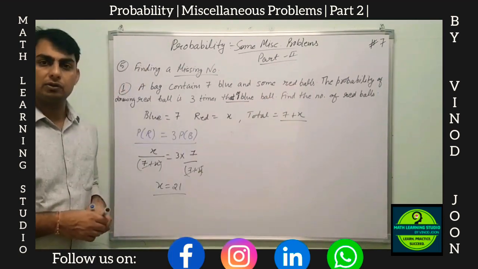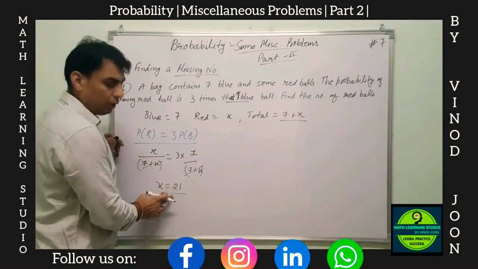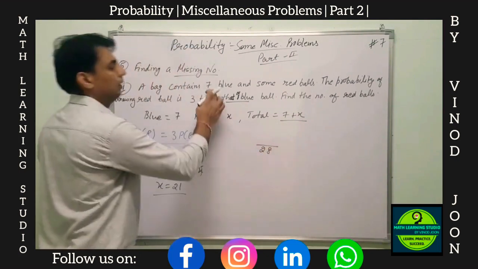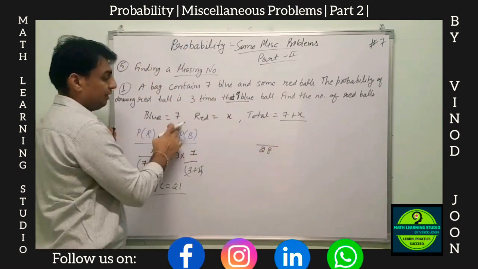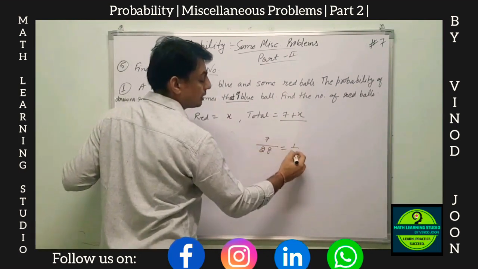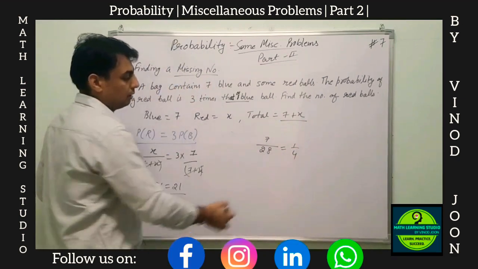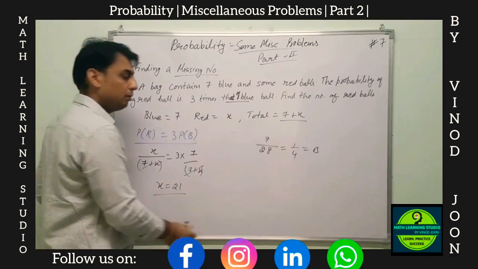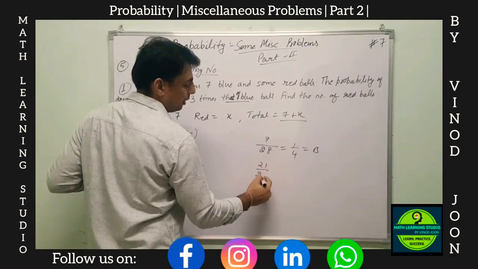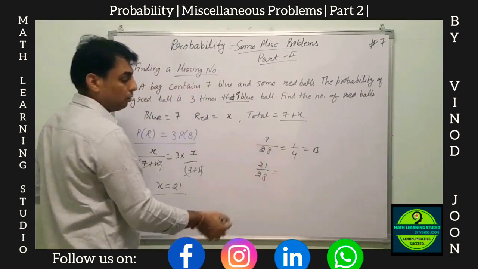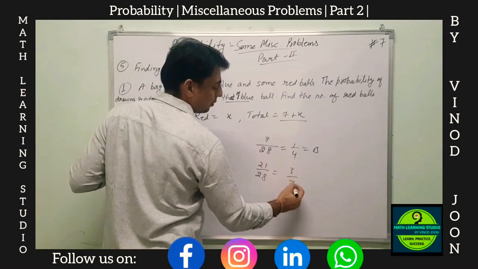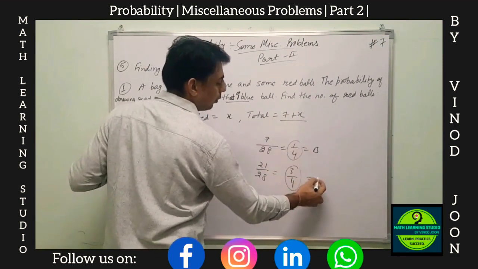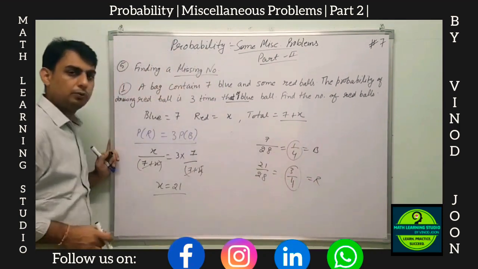We can verify also. If 21 balls were red, total will be 28 balls, right? Blue balls were 7, so 7 by 28 is 1 by 4. That's the probability of blue. And red balls were how many? We got as 21. So what's the probability? 21 by 28. When we cancel out, we'll get 3 by 4. And it's very clear that the probability of red is 3 times that of blue.